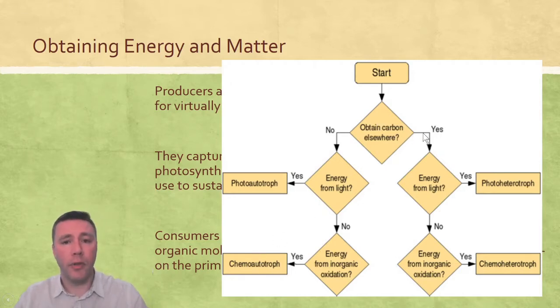On the other side of this flowchart here, these are organisms that cannot manufacture organic molecules from scratch and instead need to consume them preformed. So, if an organism requires preformed organic molecules but still gets its energy from light, they are photoheterotrophs. If an organism needs preformed organic molecules but uses that inorganic oxidation, cellular respiration, as its energy source, then they're called chemoheterotrophs. This is obviously where we would be found.